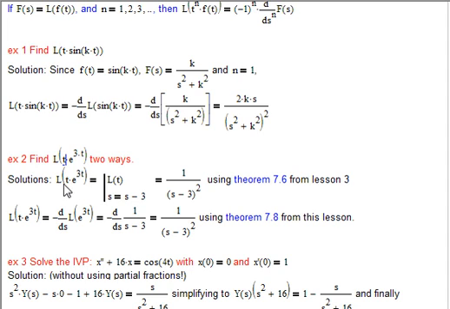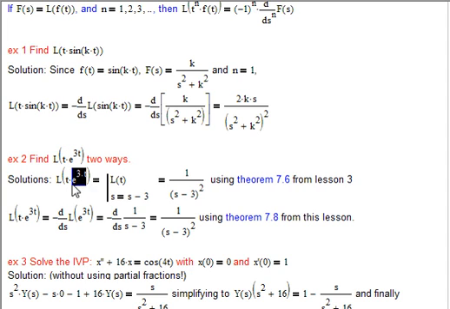So one way, looking at this as a translation, sorry, of t by 3, it would be the same as the Laplace transform of t, which of course everyone knows is 1 over s squared, but with s replaced by s minus 3, so it's 1 over s minus 3 squared, using theorem 7.6 from lesson 3.